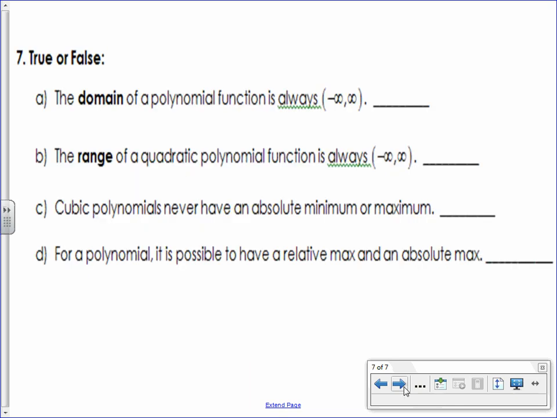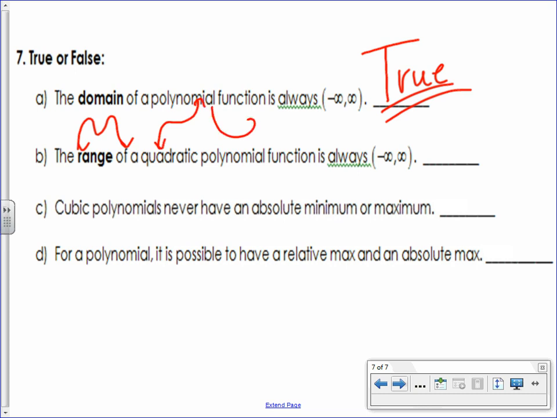Okay, true or false? The domain of a polynomial function is always negative infinity to positive infinity. True. That is true. I don't care what your polynomial looks like, if it looks like this, if it looks like this, I don't care if it looks like this. It's still going to be a polynomial. Polynomials are always negative infinity to positive infinity.